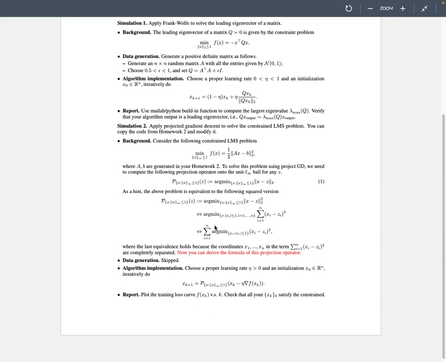Okay, once you have this analytical formula, you can program it into MATLAB or Python. So you can write a function that takes any point Z and outputs the projection onto this ball. With that, you can do the projected gradient descent. Okay, so this is about the homework.